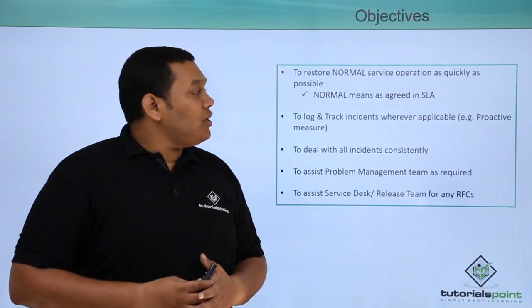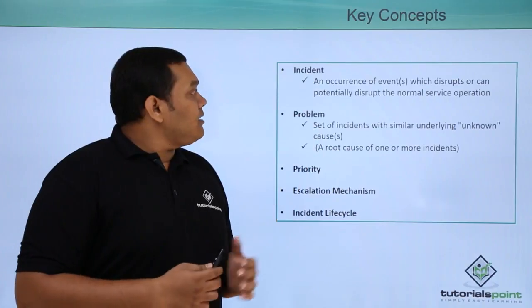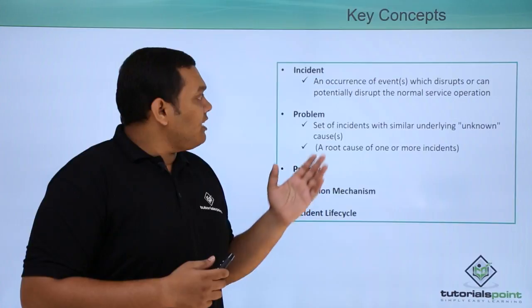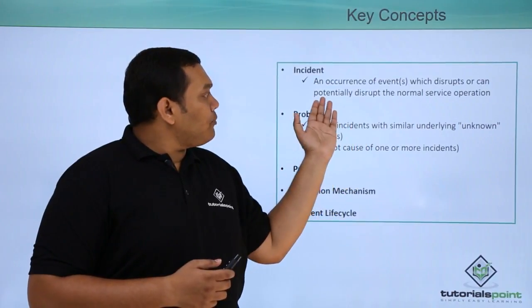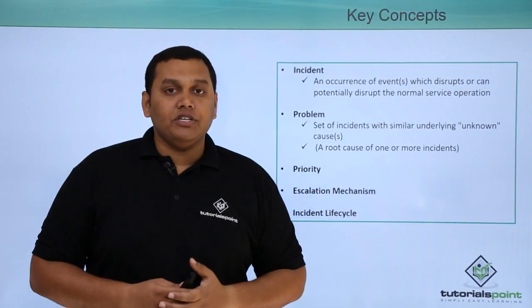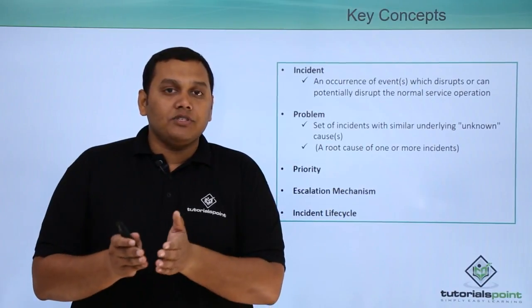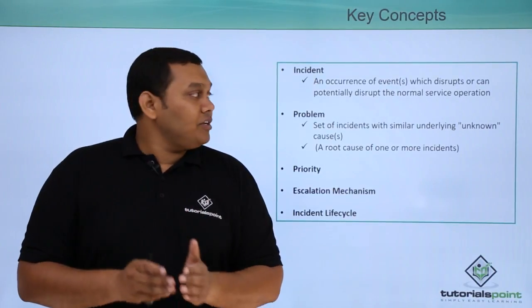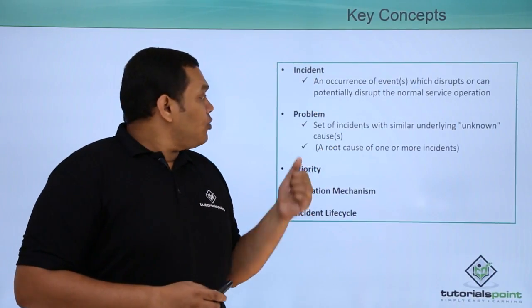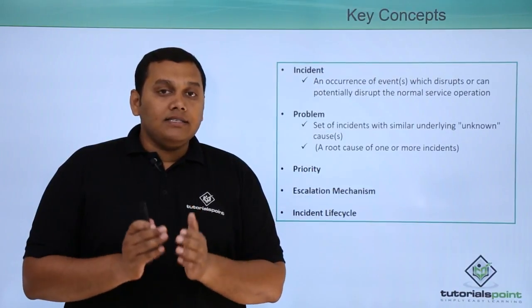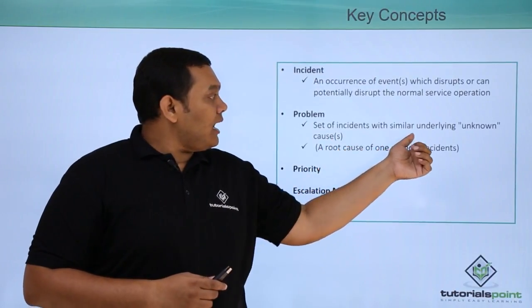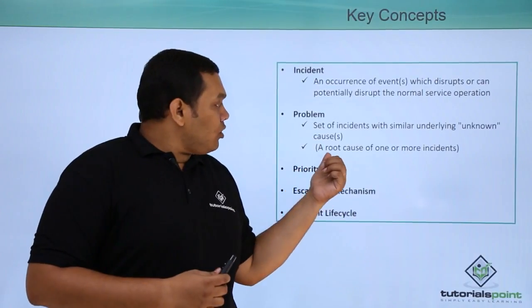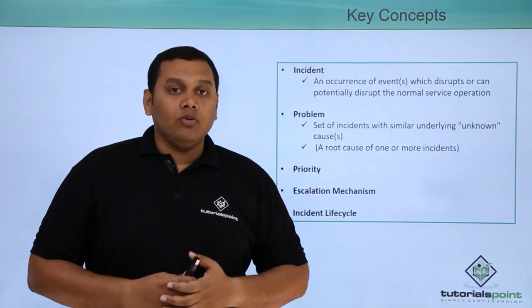Coming to the next key concepts of incident management, the first is the incident. So, what is an incident? An occurrence of events which disrupt or can potentially disrupt the normal service operation is called an incident. When a service is promised to the customer, any service disruption against the normal SLA is called an incident. So, what is a problem? A problem is a set of incidents with a similar underlying unknown cause. What is an unknown cause? The root cause of one or more incidents is an unknown cause.